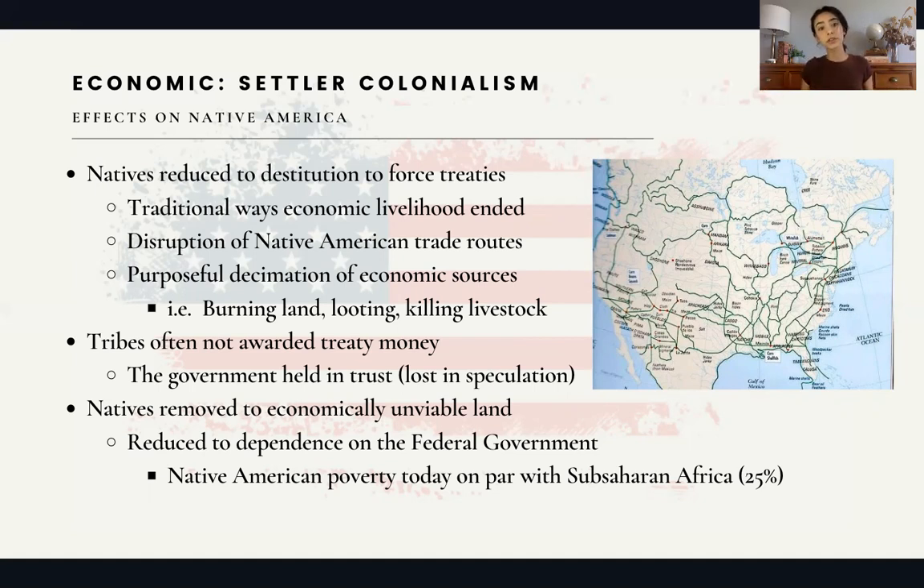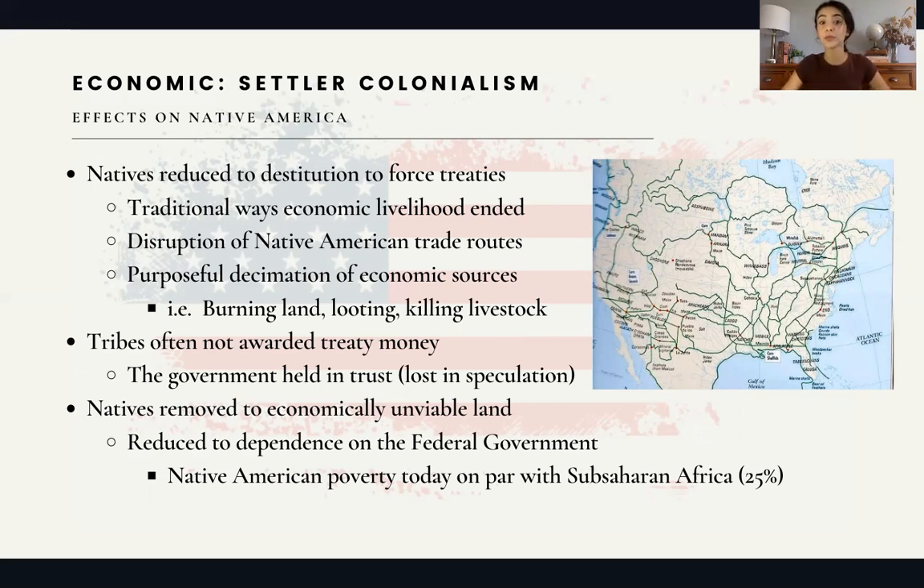Also, I mentioned earlier, tribes were often not awarded the treaty money. Well, what the United States would do is, we're signing this treaty and I'm going to give you all this money, but we're going to hold it for you. And the United States would then, later, much of this was speculated on railroads and entirely lost. So they never saw any of that money.